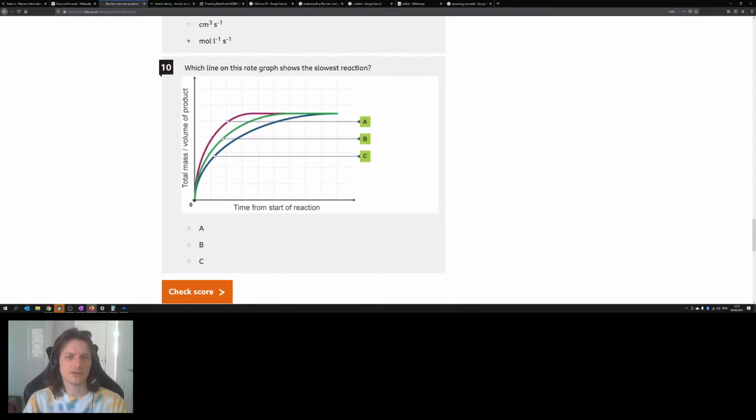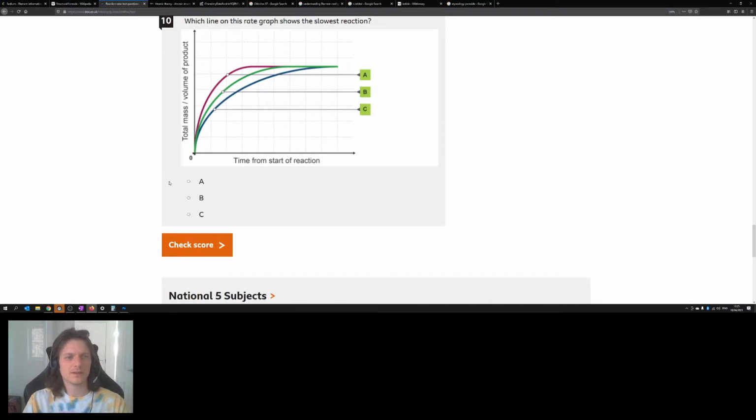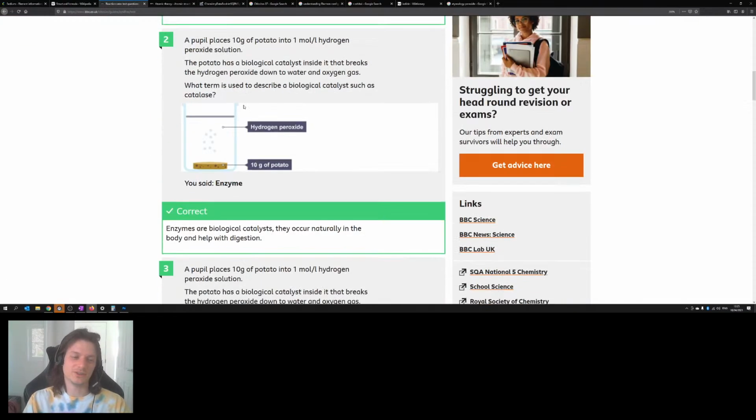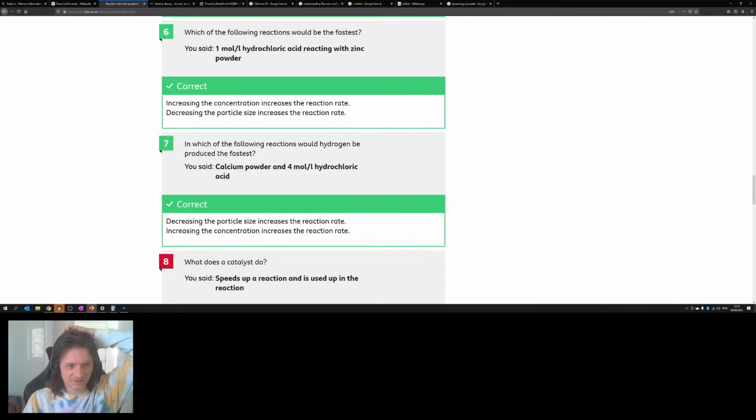Which line of this graph shows the slowest reaction? The slowest reaction is C. I think I got one wrong. Yeah, oh, 2. Okay, yeah. What were the ones I got wrong?